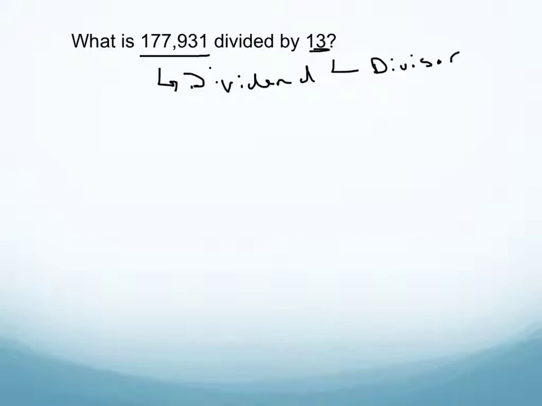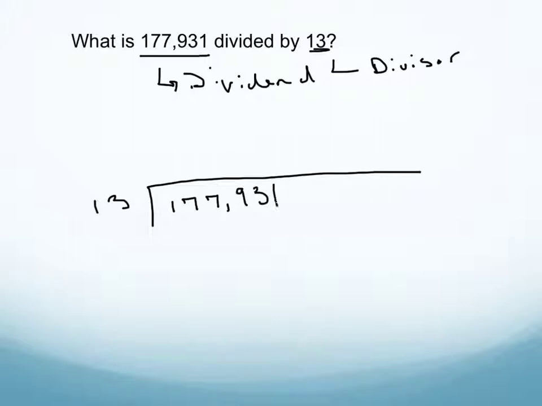Okay, the next thing we want to do is set it up like this. We're going to put our divisor on the outside here, and then we're going to put our dividend right here. If you notice, I left some room here, just in case 13 doesn't divide this number evenly. I need to allow some room to either extend it and find the decimal piece.